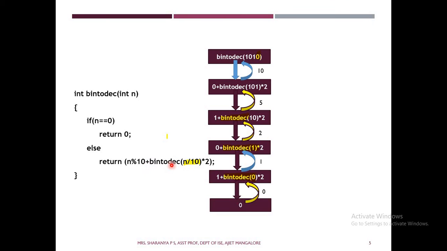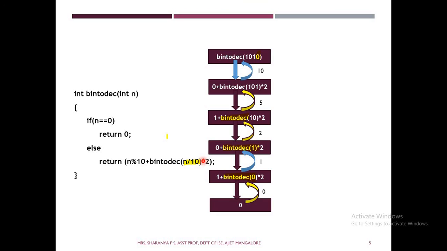How does it find the remaining digits? That we could obtain by n divided by 10. That is why we have used n by 10. And this needs to be multiplied by 2. Why? Because we are converting it into the corresponding base 2.